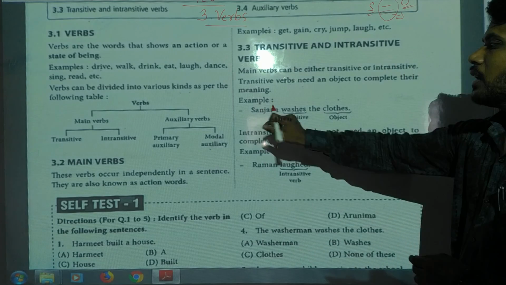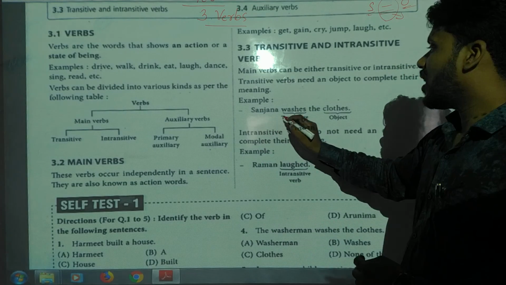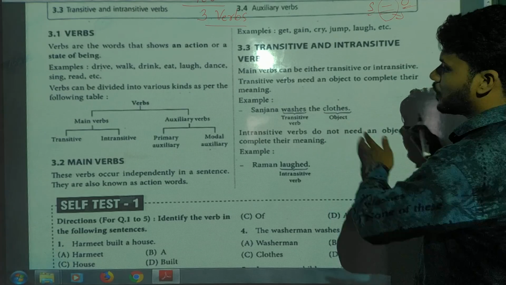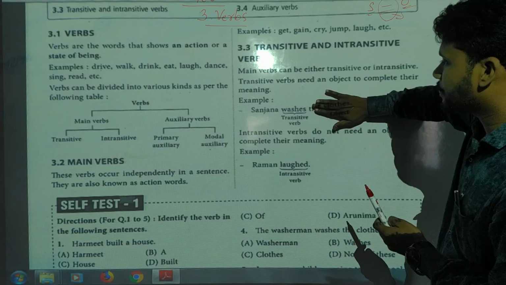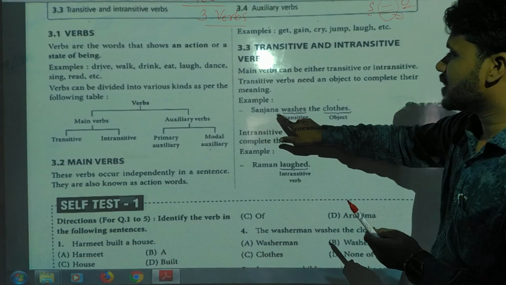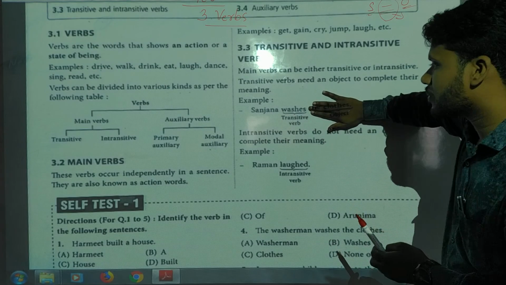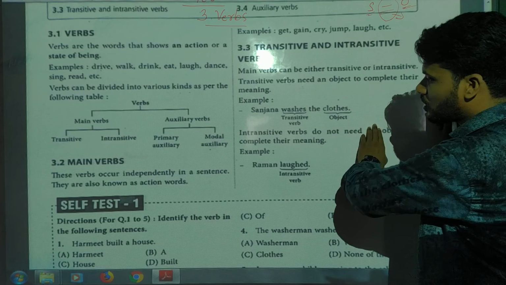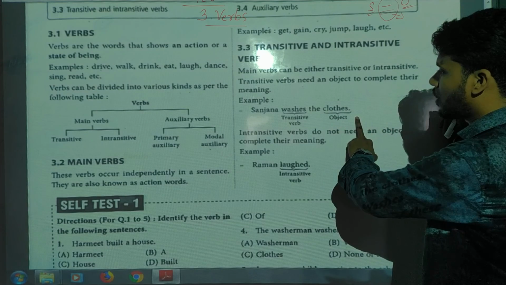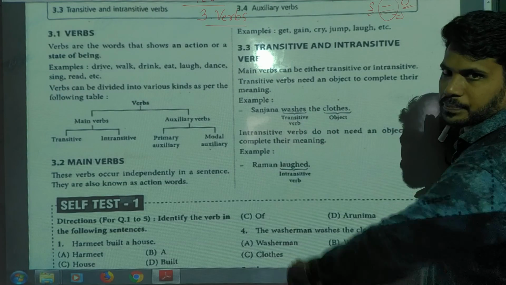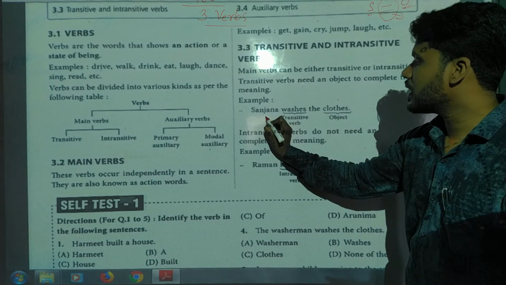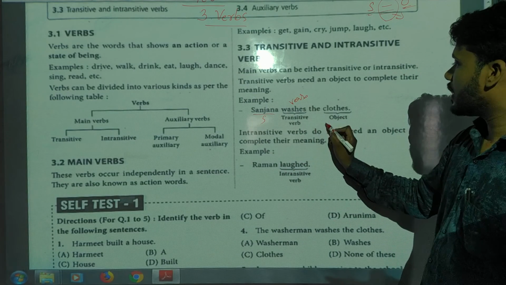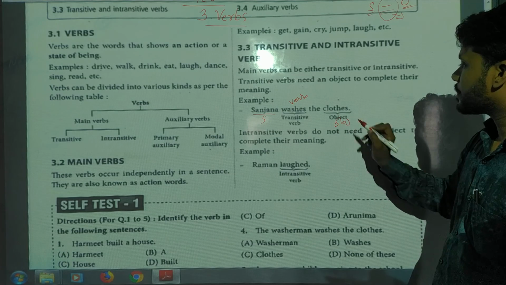See, Sanjana washes the clothes. In this example, if we write only Sanjana washes, we have not written the object. So what is the object here? Clothes. And what is the subject? Sanjana. Sanjana is the subject, this is the verb and this is the object.